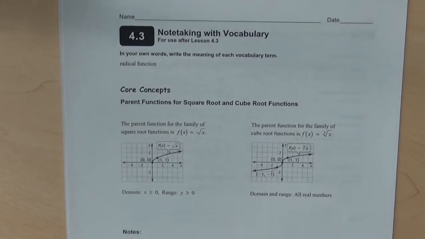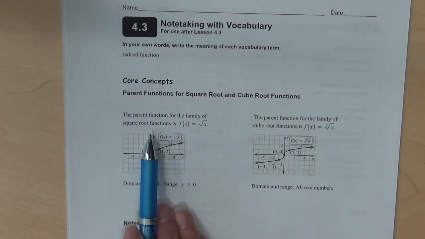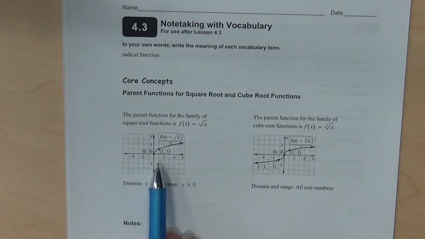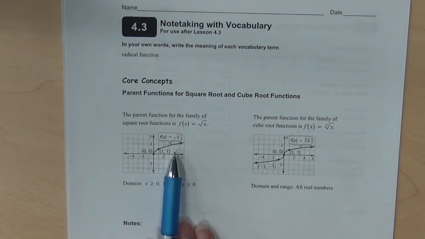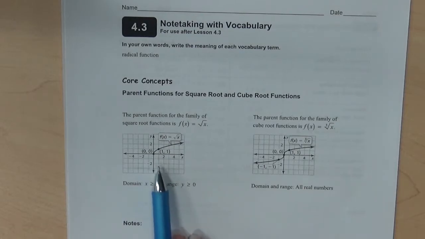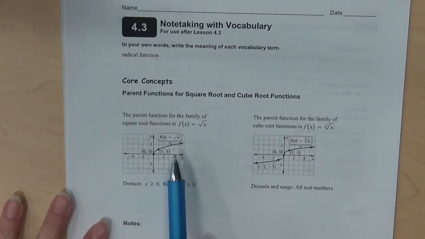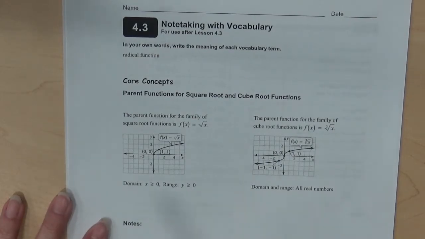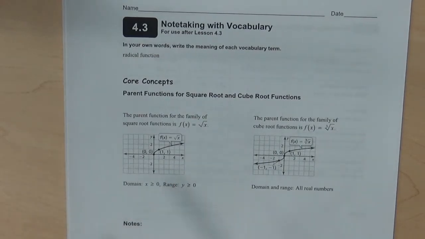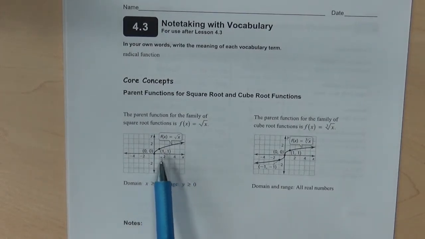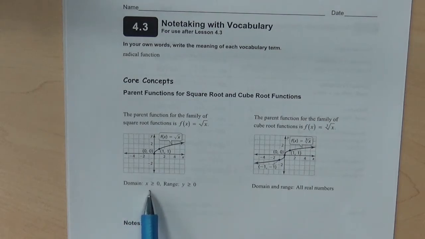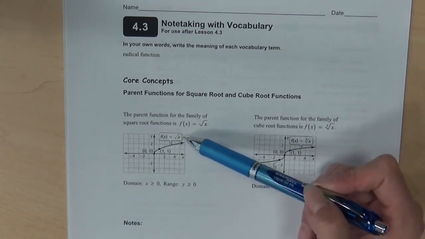The core concepts that were given here. The parent function for the family of square root functions is f of x equal to square root of x, and it has this shape. It looks like a parabola lying sideways where only the top half of it is graphed. This is one that you need to know by memory, looking ahead to 171, where you would be expected to recognize this shape as the square root function. The domain for this one, because it's only in the first quadrant, is x greater than or equal to 0, and the range is also y greater than or equal to 0.